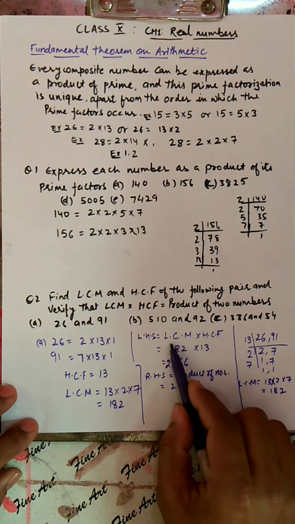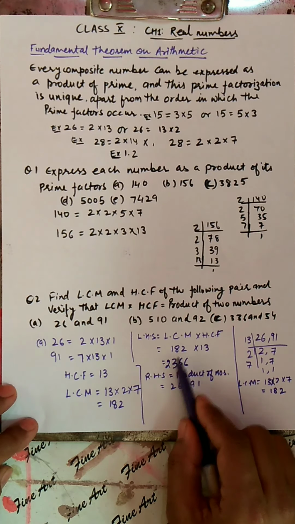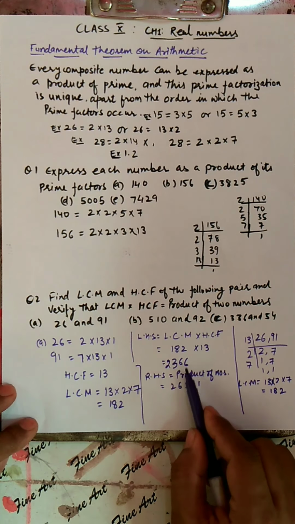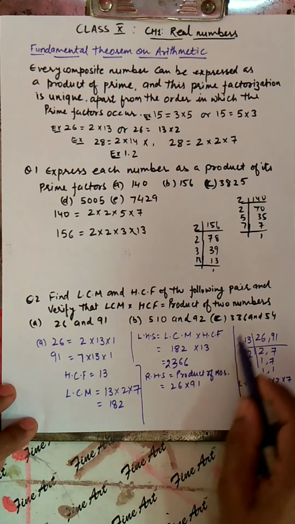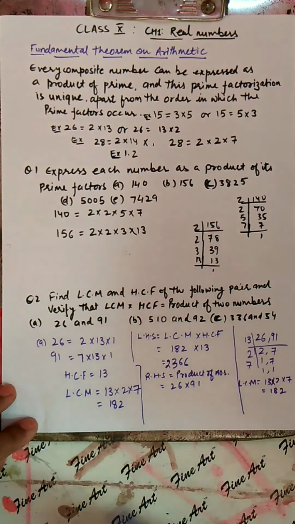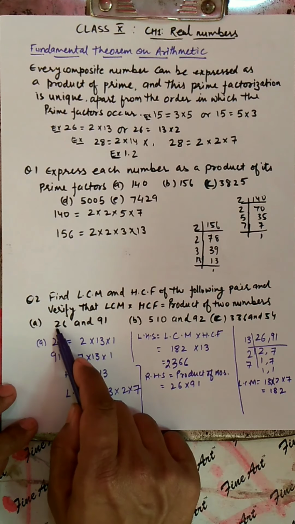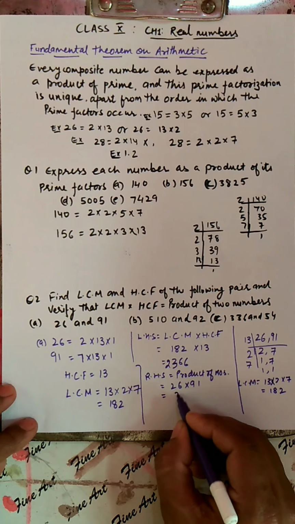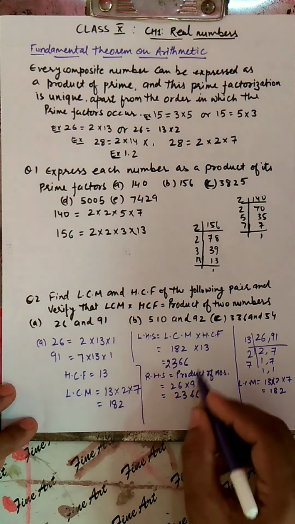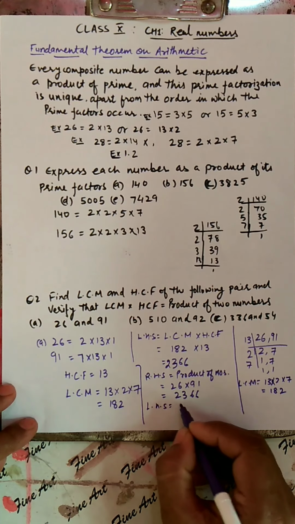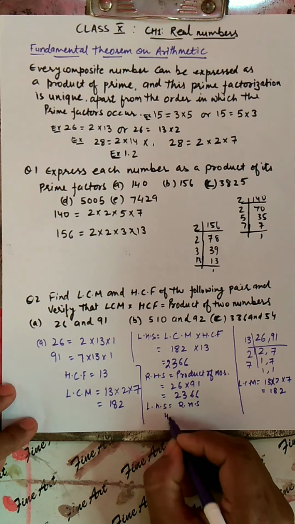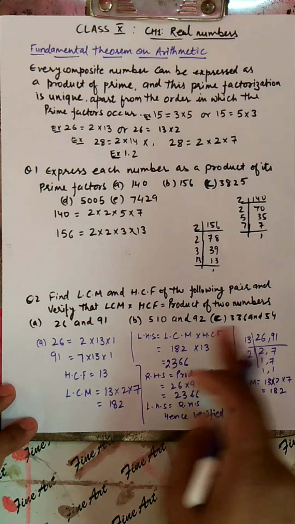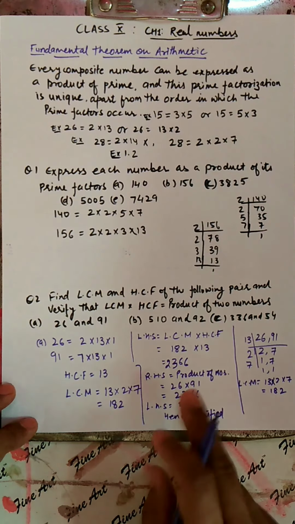Now you see, LCM into HCF: this is your LCM 182, this is your HCF 13. You do the product, it will be 2366. Now the RHS, product of the numbers. The given numbers are 26 and 91. So you multiply 26 by 91, you will again get 2366. So LHS is equal to RHS, hence verified. So I have done this with one example. You can try with other examples also the same way.